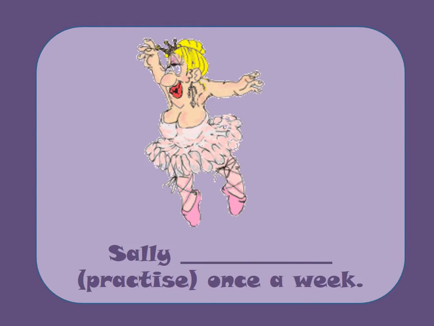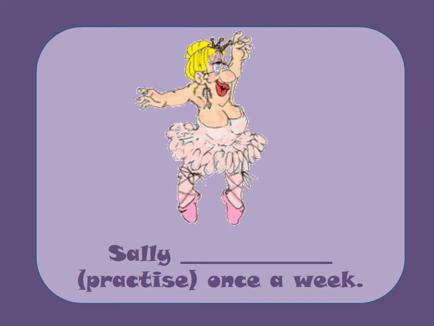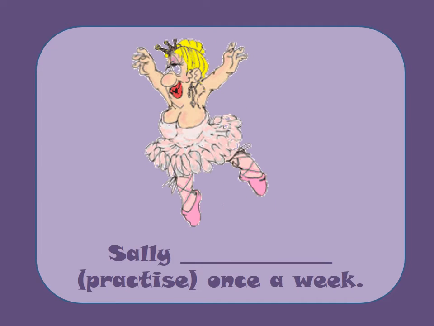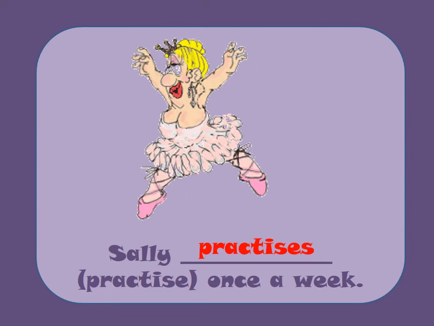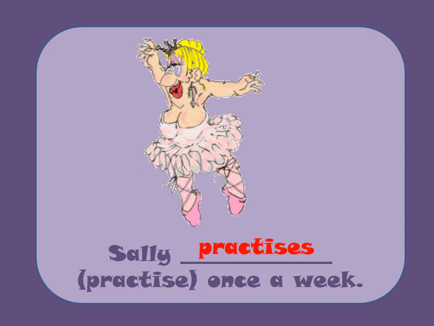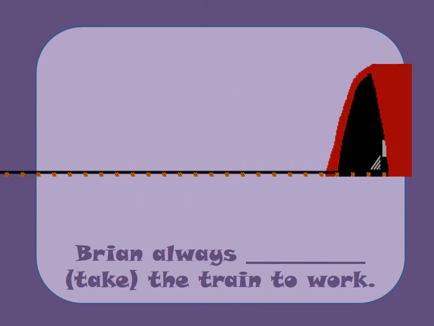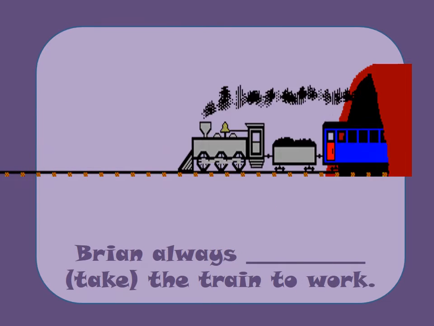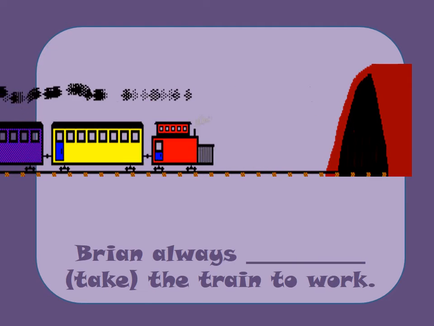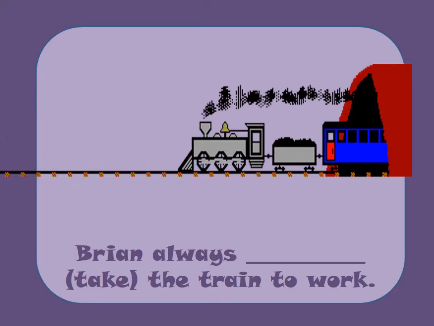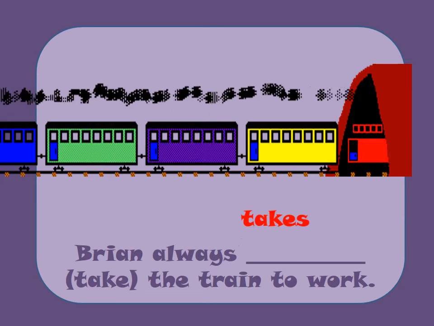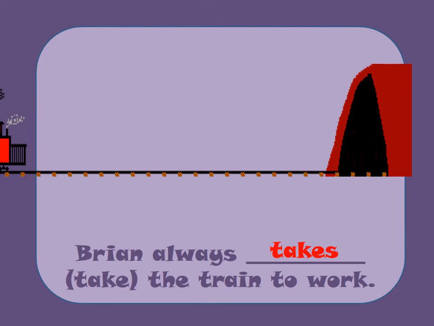Sally practices once a week. It's only once a week. It's a habit. So Sally is the third person. I'll put s. So Sally practices once a week. About this one, Brian always take the train to work. He does this all the time. So Brian is the third person. I'll add s. So Brian always takes the train to work.